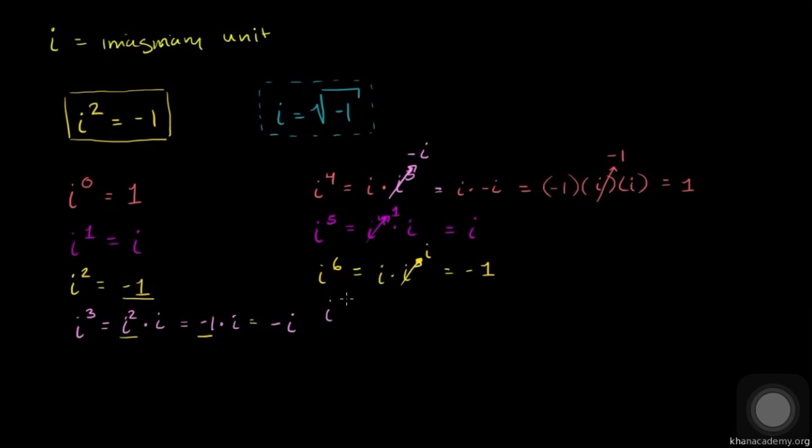i to the seventh power is equal to i times i to the sixth power. i to the sixth power is -1. i times -1 is -i. And if you take i to the eighth, once again it'll be 1. i to the ninth will be i again, and so on and so forth.